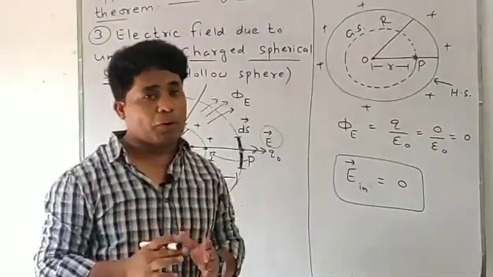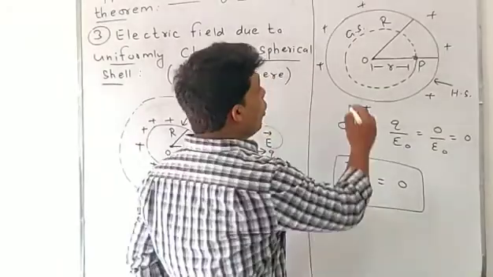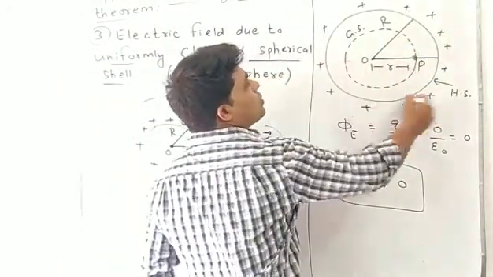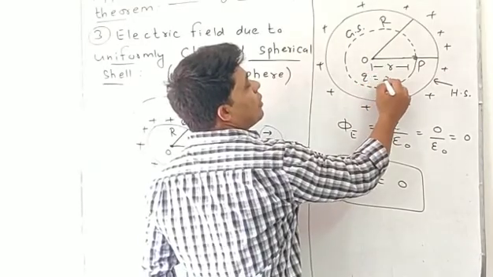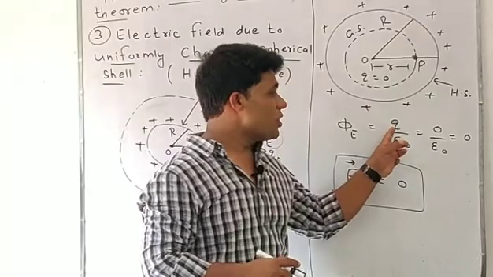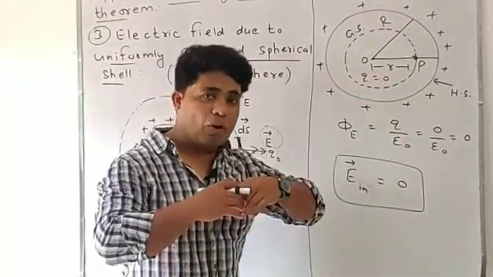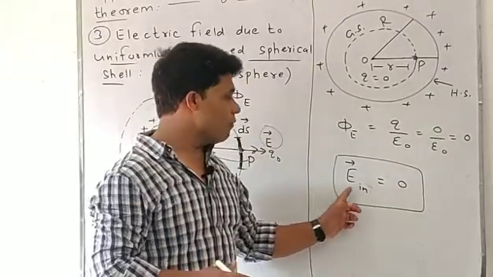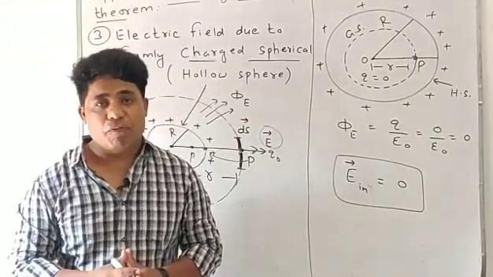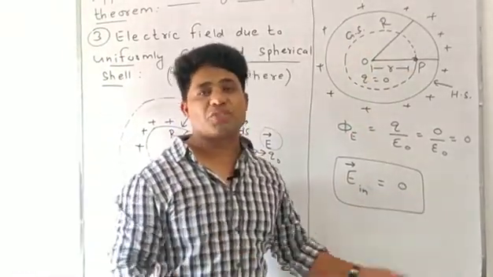The important thing is that in a hollow sphere, all the charge is uniformly distributed on its outer surface. Inside there will be no charge. Inside charge is 0. When charge is 0, then flux is 0, and when there is no charge, it will not release any flux, and the electric field inside the hollow sphere should be 0. So the electric field inside the hollow sphere is 0 due to the absence of charge.